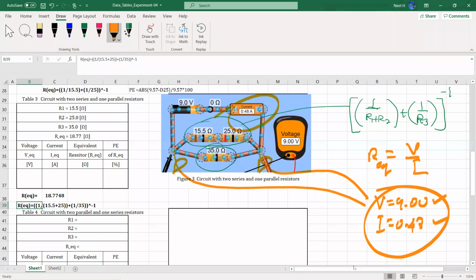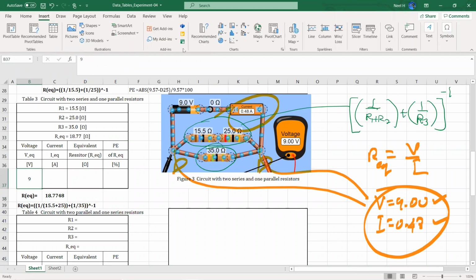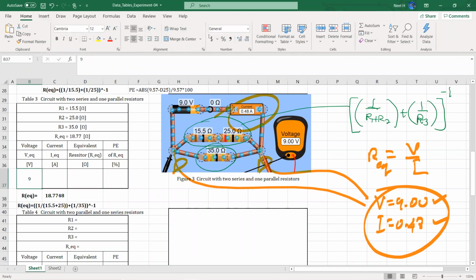So let's take a look. Voltage is going to be 9.00. Zeros are not always visible. You can add zeros in the Home menu bar, Numbers, two clicks on the small blue arrow on the right. Current 0.48.